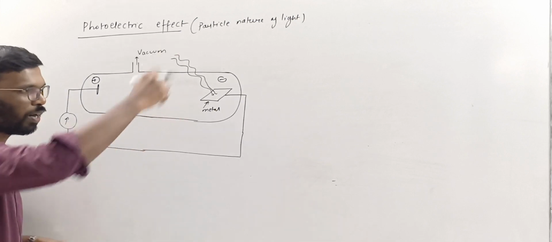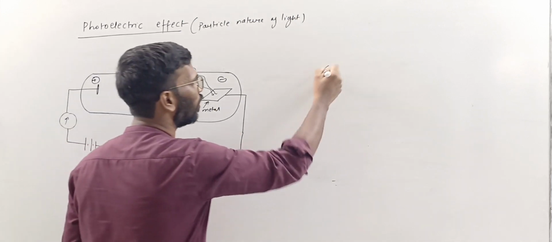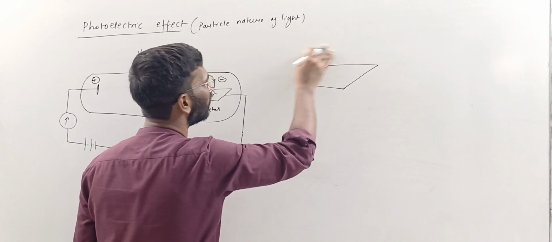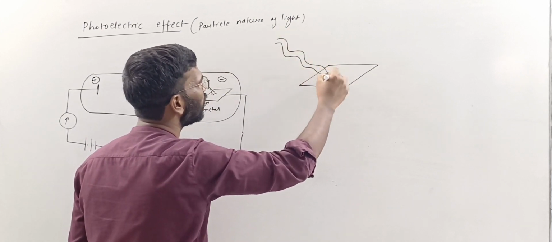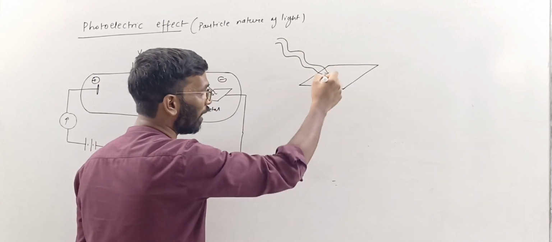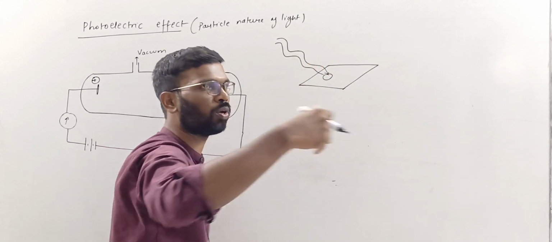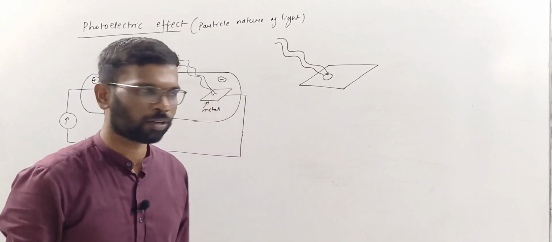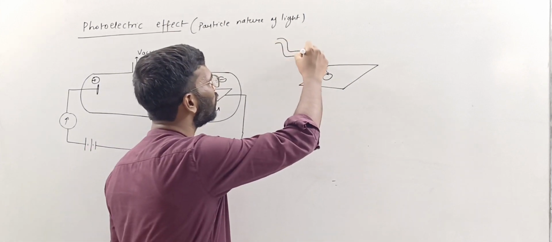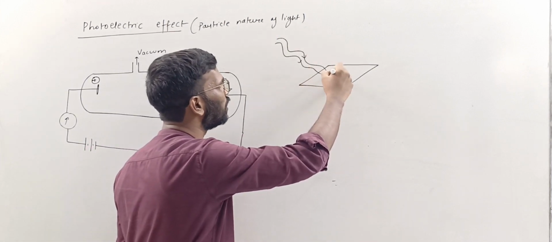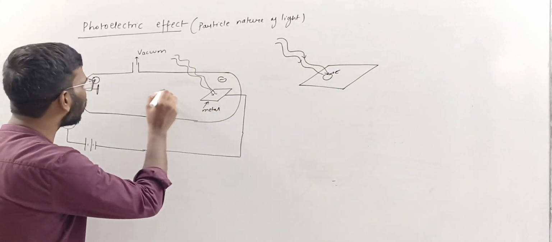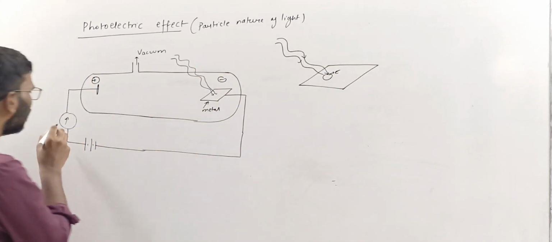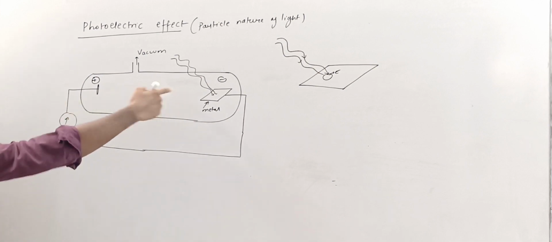So what happens in this is that this is a metal surface, and you are irradiating this metal surface with light, right? There are atoms over here, and there is an electron on the outermost shell. Because of this radiation, electrons get ejected out, right, and that ejected electron travels to the positive charge, and the deflection is seen over here, and the current is seen.